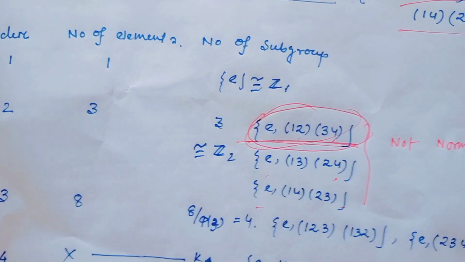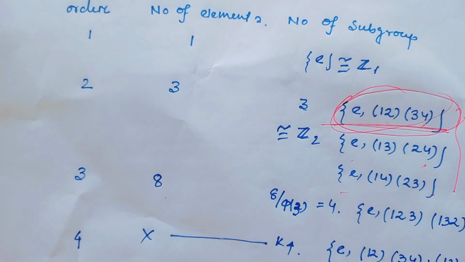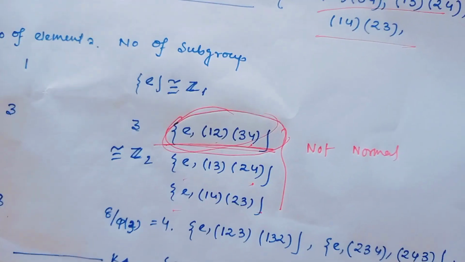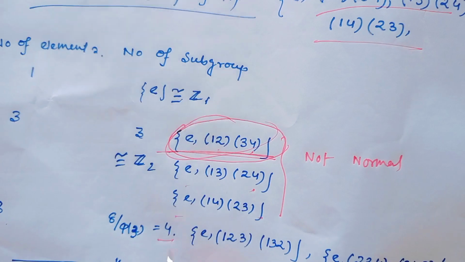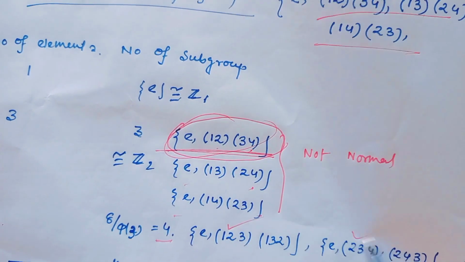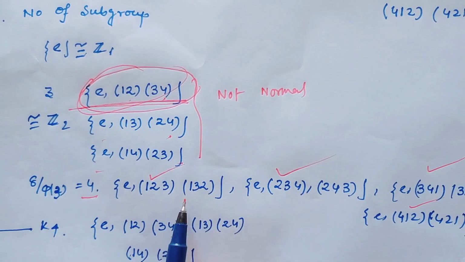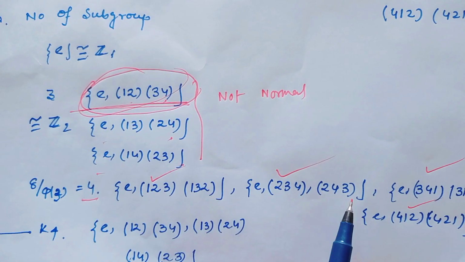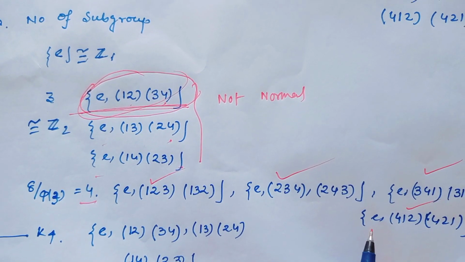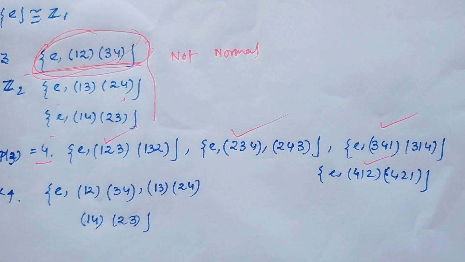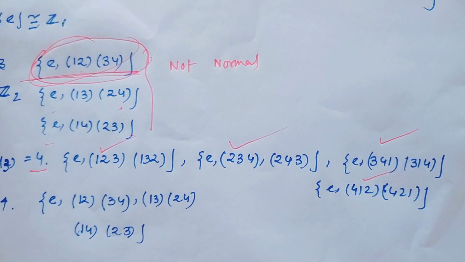Then there exist 8 elements of order 3, and the number of subgroups of order 3 is 8 over phi 3, which is 4. There are 4 subgroups of order 3: identity, (1 2 3), (1 3 2); identity, (2 3 4), (2 4 3); identity, (3 4 1), (3 1 4); and another subgroup is identity, (4 1 2), (4 2 1). These are the 4 subgroups of order 3 in A4.